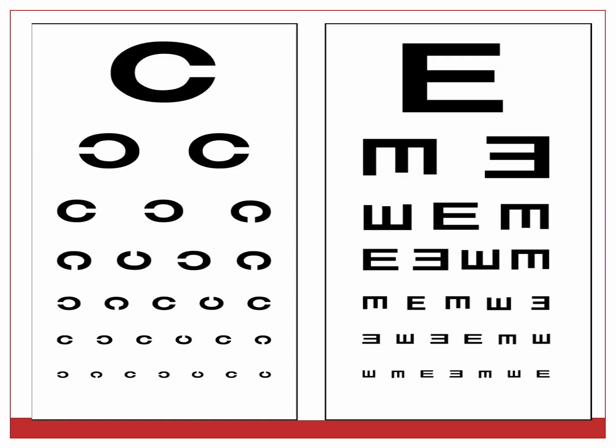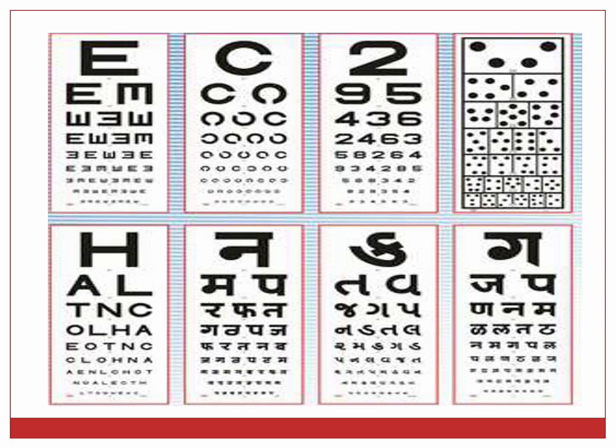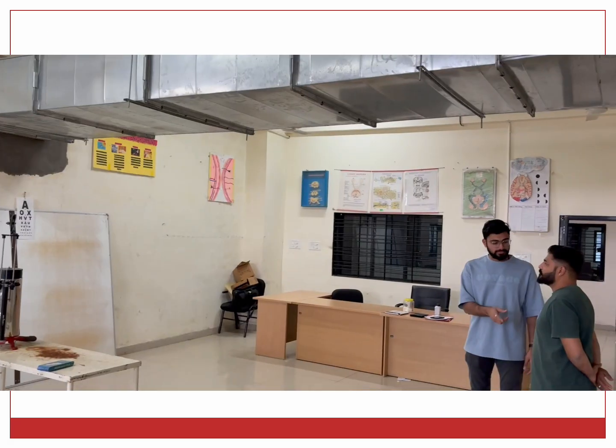On the left hand side there is the Landolt ring chart in which there are broken rings, and on the right hand side we have the E chart. So a patient needs to identify in which direction that particular E is opening. So these are different types of charts, Snellen's chart, Landolt ring chart, E chart, in different languages, in different circles, okay, for different types of people.